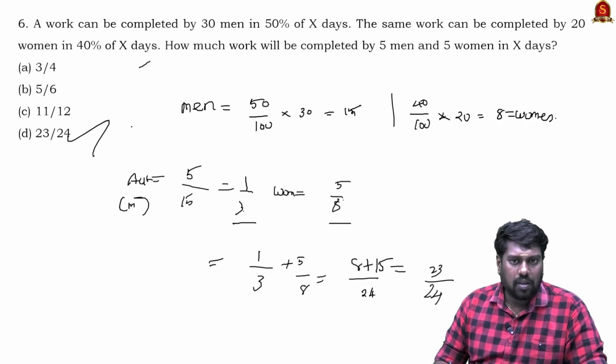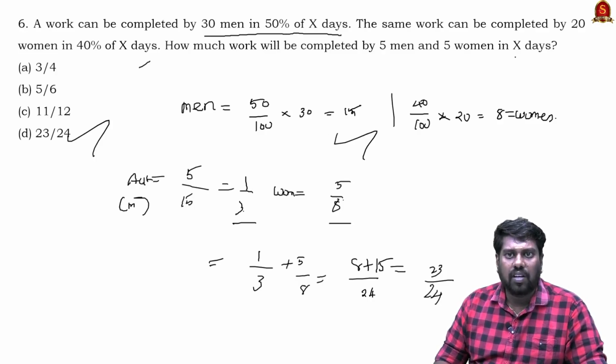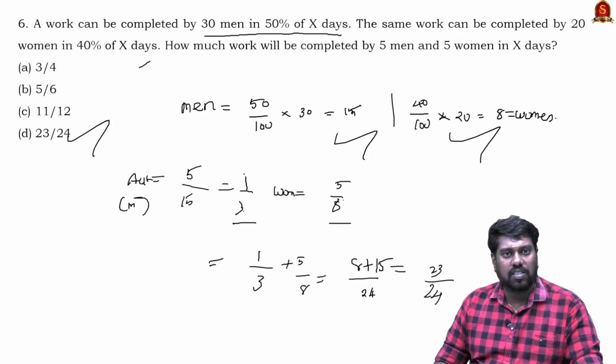See here, the data is not direct, but if you understand the logic, what is this logic? 30 men in 50% of days, so the actual number of men required is 15, and 20 women in 40% of x days, which means 8 women are required for the actual work. They are asking the comparison for 5 men and 5 women in x days. The amount of work done by 5 men is 5 by 15, and by 5 women is 5 by 8. So this is an easy pattern question provided you understand the statement properly.